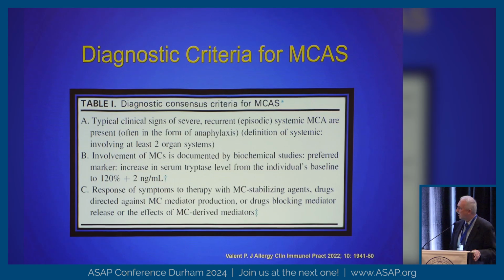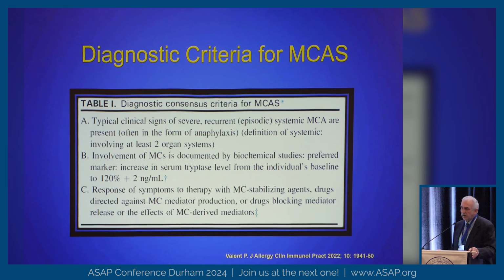This is the diagnostic criteria for MCAS, at least one of them. Typical clinical signs of severe recurrent systemic mast cell disease involving at least 2 organ systems. So you could have involvement of the skin with various skin rashes and skin disorders, GI symptoms that often resemble irritable bowel syndrome, etc. Involvement of mast cells is documented by biochemical studies. Often they'll get a tryptase, but the tryptase level in the blood is often normal. We often do urine studies looking for urinary prostaglandin and histamine measurements as well.